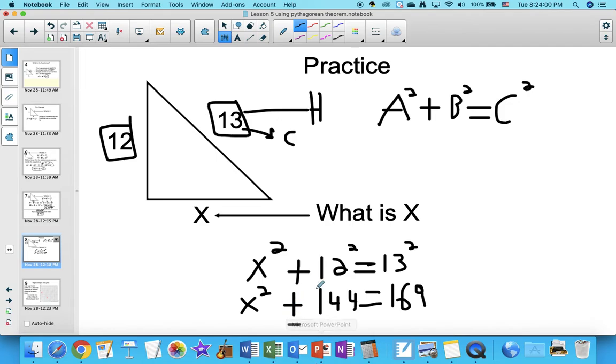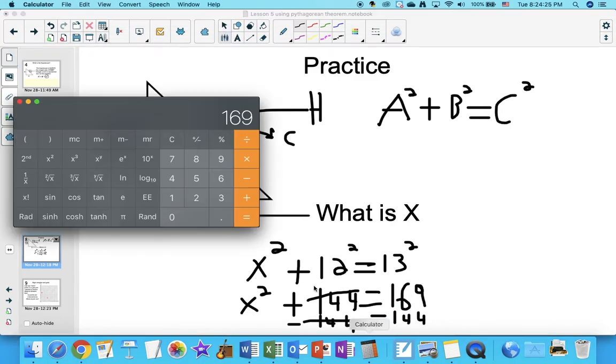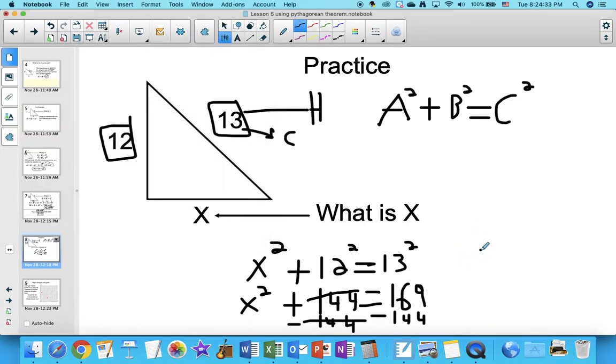So I subtract 144. So if, for example, I have 5 apples and I take away 5 apples, I have no apples. In this case, I'm adding 144. If I take away 144, they cancel out, right? So nothing happens here. But because I did that on this side, whatever I do to one side, I do to the other side. So I have to subtract 144 on this side, right? So I go 169 minus 144 gives me 25. All right, so now I know x squared equals 25.